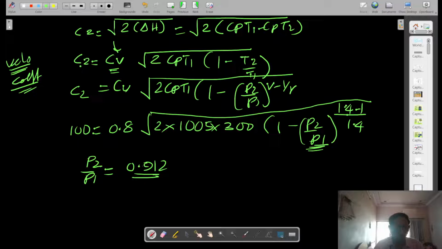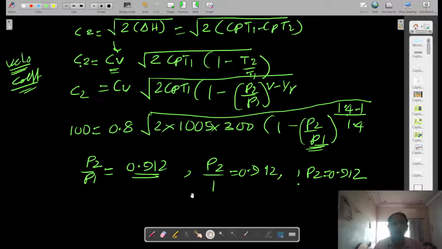So if I am to find P2, P1 is 1 and P2 will be 0.912. Again, I want to tell you that P1 is the atmospheric pressure, P2 is the pressure at the venturi. ये जो प्रेशर एंट्री का प्रेशर है, ये वेंचुरी पर का प्रेशर है, 0.912 बार. So this we have got.